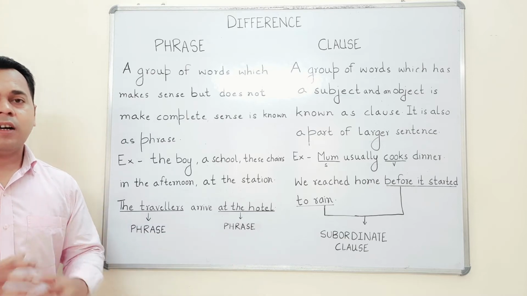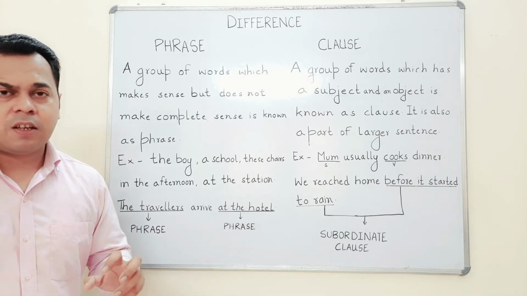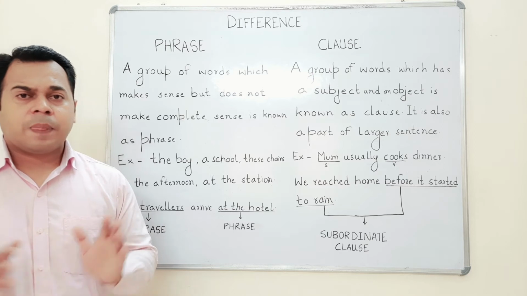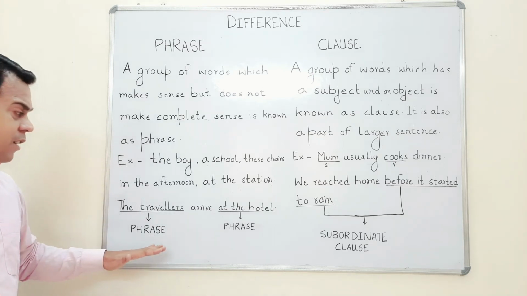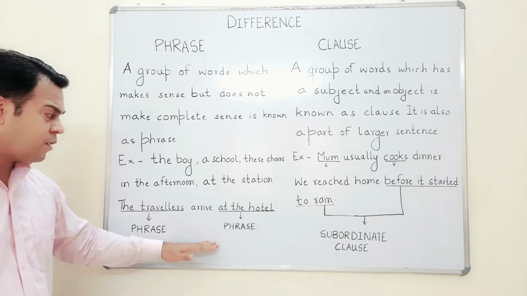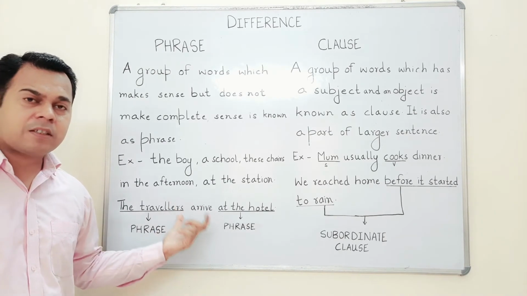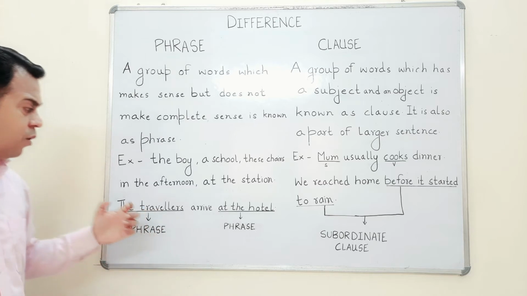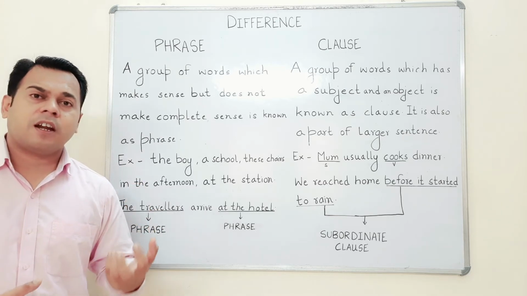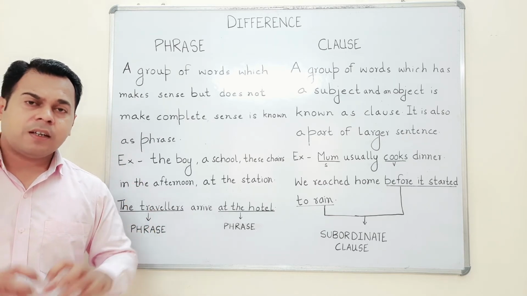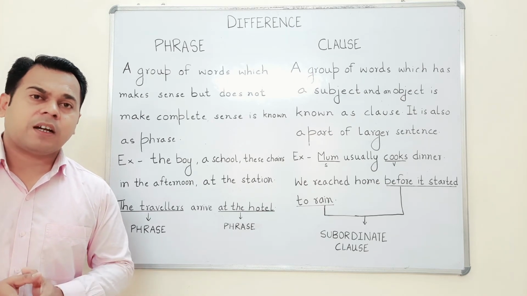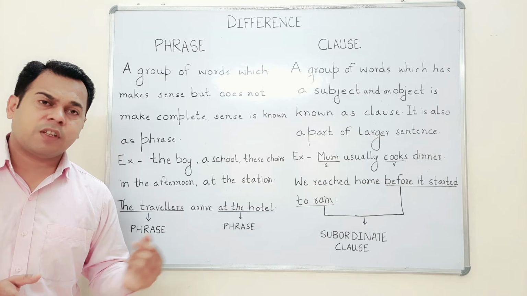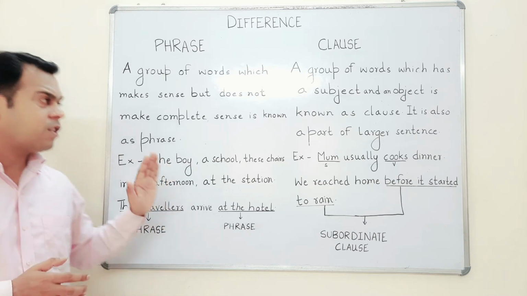So this is the basic concept of phrase. A phrase is a group of words which makes sense but does not make complete sense. In this sentence we have used two phrases with a verb that makes a complete sentence. So you need a subject and object to complete a meaningful sentence. We cannot make a full sentence with only phrases. So this is called a phrase.